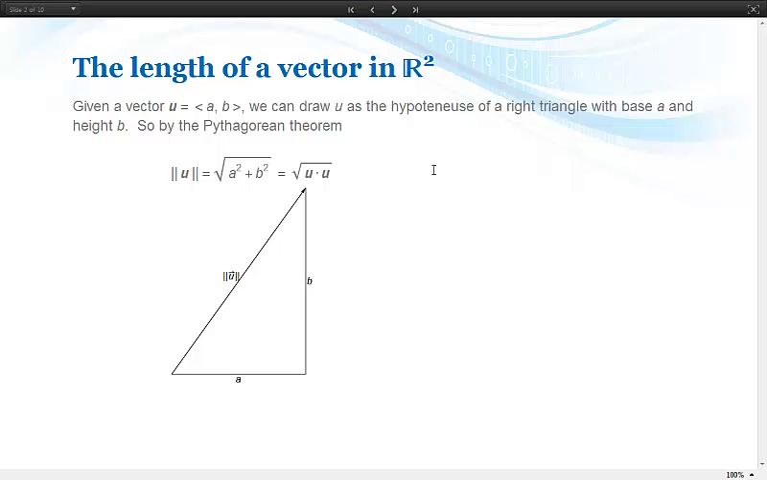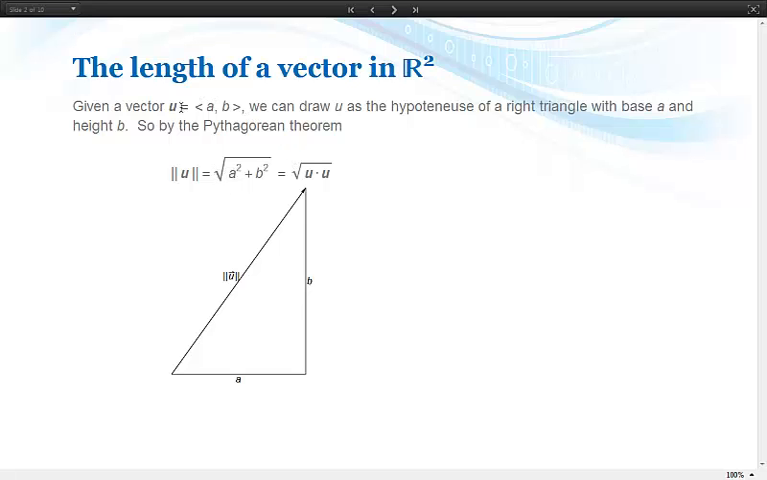The length of a vector in R2 in the Cartesian plane is easy. It's based on the Pythagorean theorem, because if a vector has coordinates a, b, then a is the x coordinate and b is the y coordinate, as illustrated here. So the length of the vector is actually the length of the hypotenuse of a right triangle, and we know how to do that. The square of the length is a squared plus b squared, because that's the square of the hypotenuse. So the length itself is the square root of a squared plus b squared.